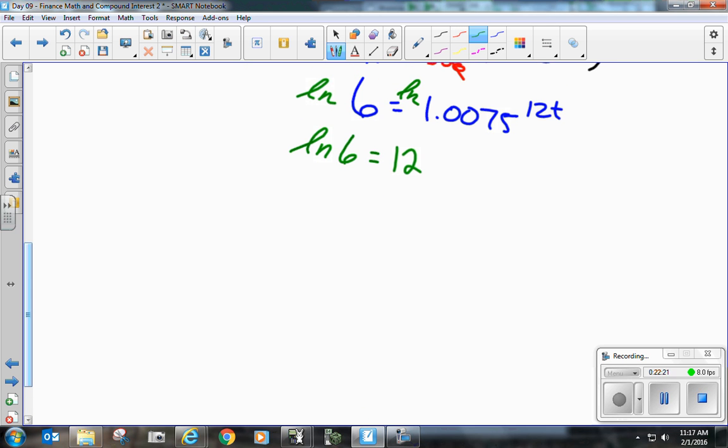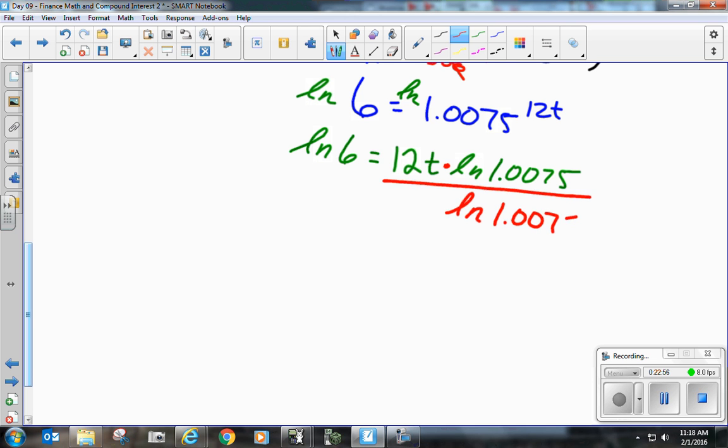12t times the ln of 1.0075. Now, if I'm going to divide here, I can't just divide by 1.0075. I cannot divide just by ln. It's like a square root. If I have a square root of 7, I can't divide by the square root separately and divide by the 7. They're combined, forever conjoined. So how do we get t alone? You divide by the natural log of 1.0075. Because aren't you multiplying t by that? Yes, you are.